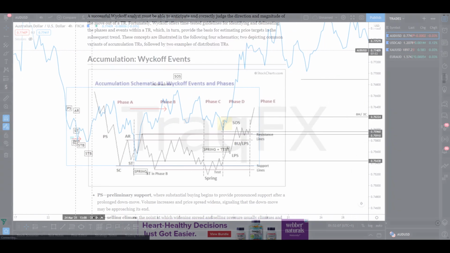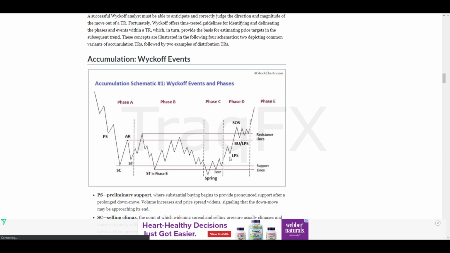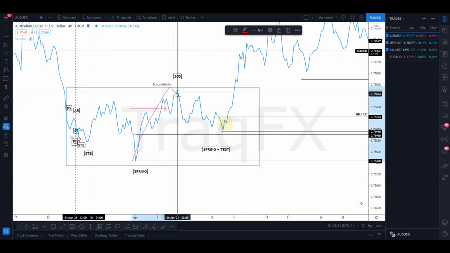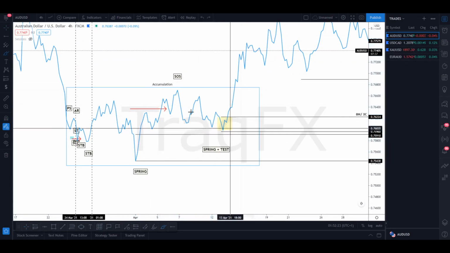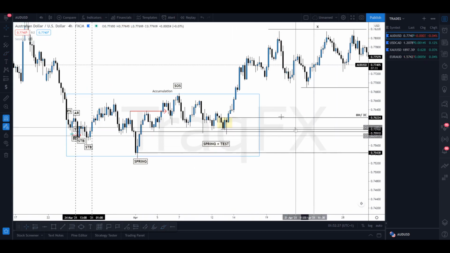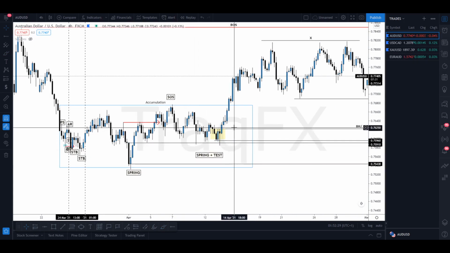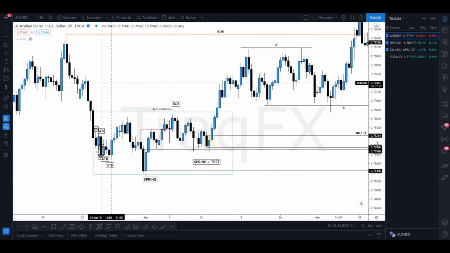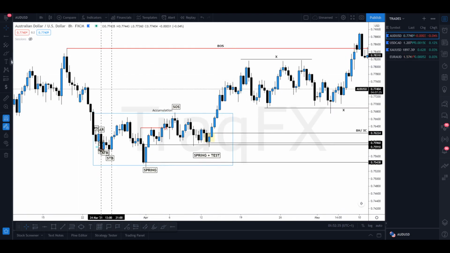Now, LPS. It says that this is the last point of support where the market makes that last pullback and then goes up. Now, what this Wyckoff does not tell you is that the market makes a push back down into the LPS. In this case, right here, we can see that the market pushed up, created that last pullback, and then pushed up again. What we want to look for is that last area of demand. We want to be focusing on that last area of demand before the major impulsive move up.